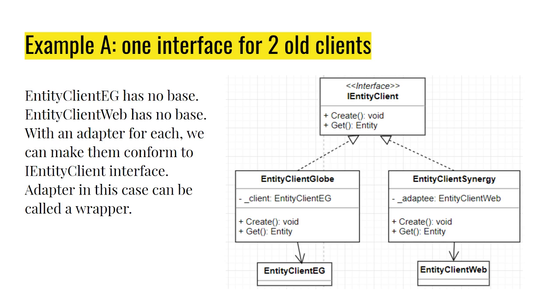They both had very different behavior, and I needed stuff from them, which I couldn't get. So I wrap them in Entity Client Globe and Entity Client Synergy. The wrappees, the adaptees, were Entity Client EG and Entity Client Web. Literally, you read those and you have no idea what's under the hood and what you expect.